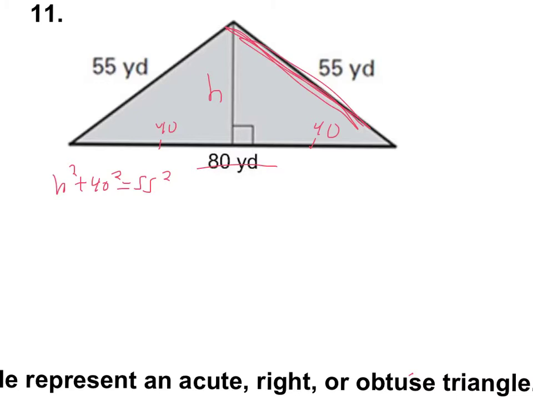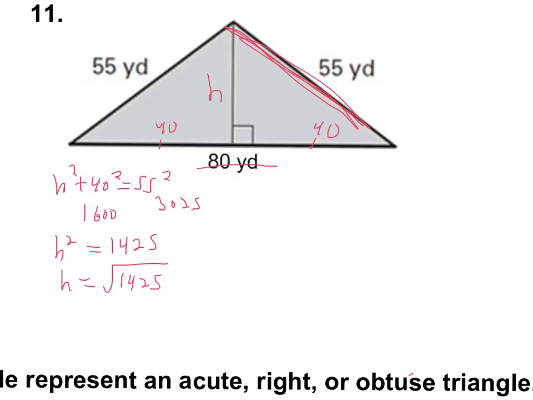40 squared is 1,600. 55 squared is 3,025. I'm going to do 3,025 minus 1,600, and I get 1,425. And then I'll take the square root of that, and it doesn't come out evenly. I get like 37.7. So that means we need to simplify this.